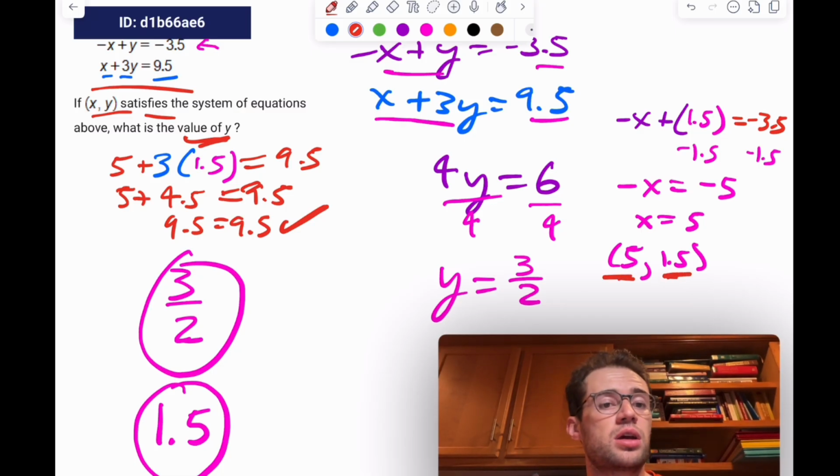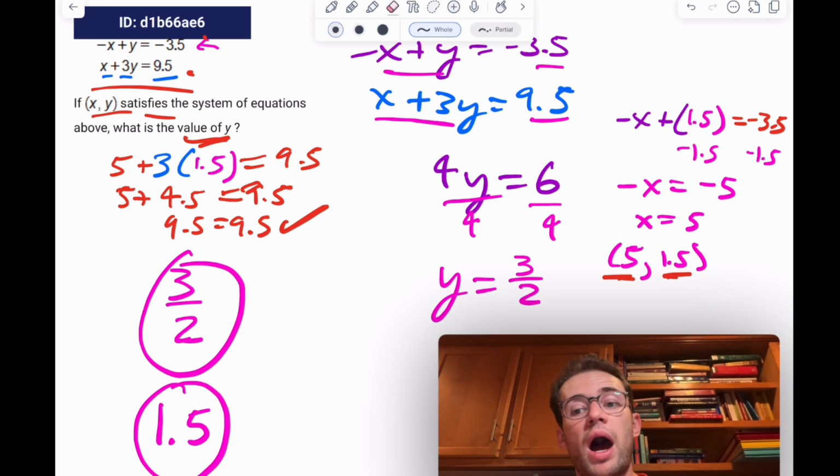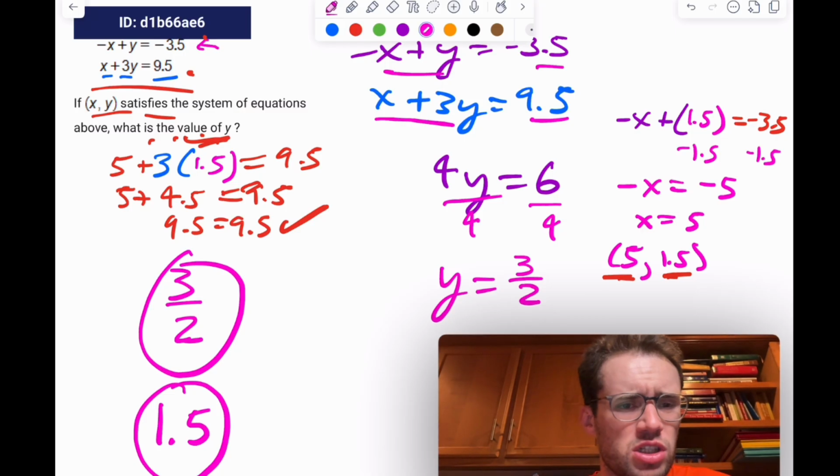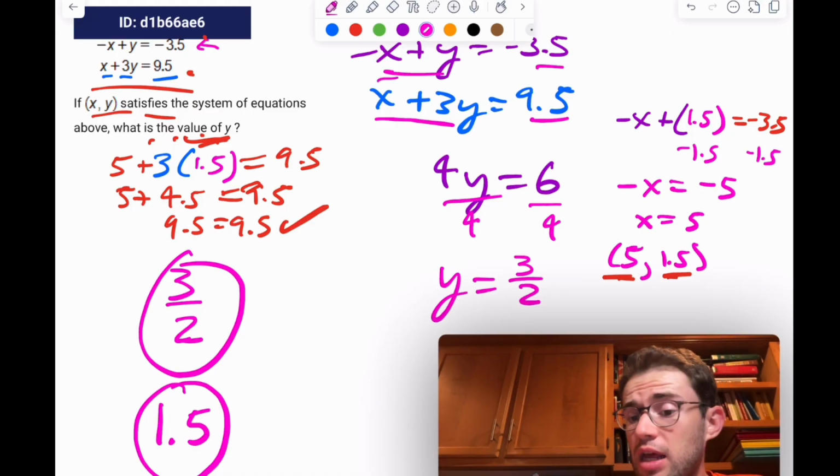Or even from the get-go, you could have just typed both of these equations into Desmos and then make sure that you're looking for the y coordinate, because they want the value of y for that ordered pair that satisfies both systems, so for that solution. This one really could have been a medium question, especially if they set it up so nicely for elimination. Make sure that you're comfortable with elimination because it's a nice shortcut.